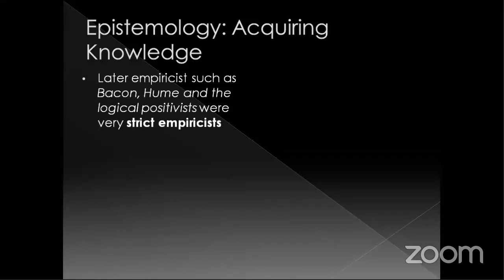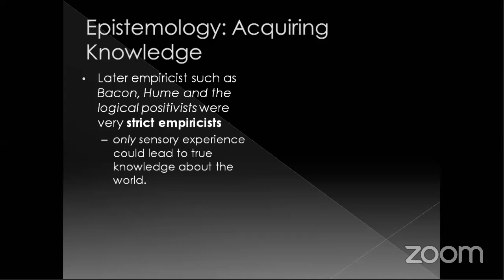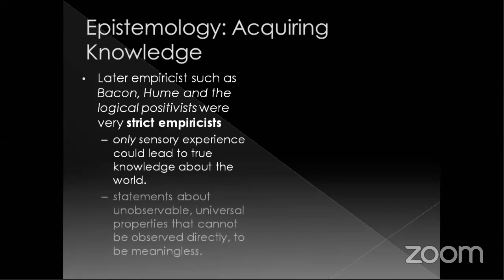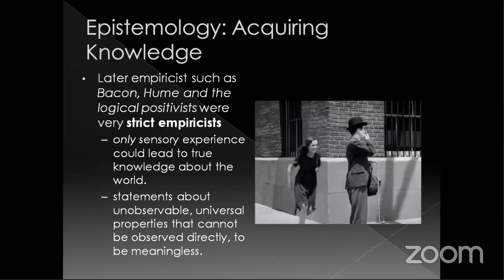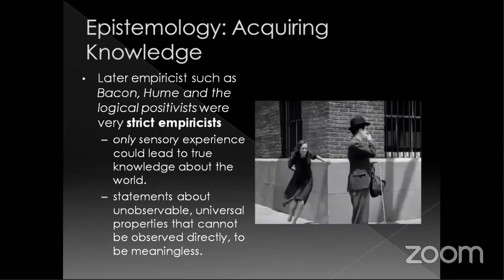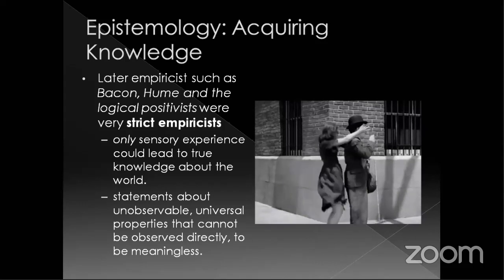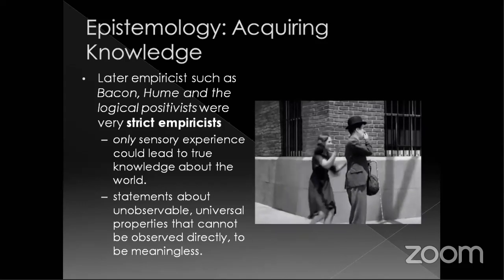Now, acquiring knowledge through our sensory experiences went as far as Bacon and Hume and the logical positivists, who were strict empiricists. Only sensory experience could lead to knowledge about the world. Statements about unobservable universal properties that cannot be observed directly would be meaningless. So love is unobservable and of course meaningless, since it cannot be observed directly.